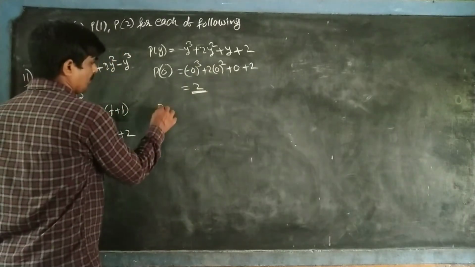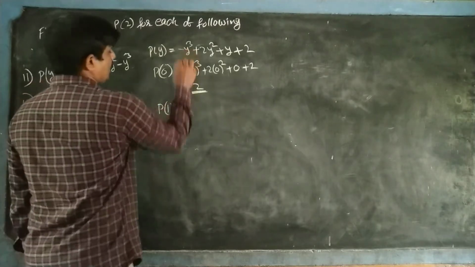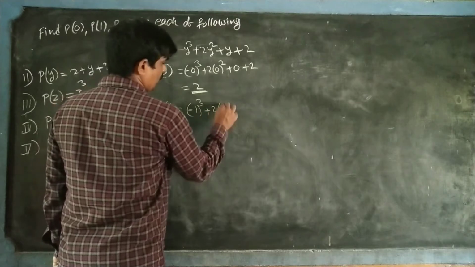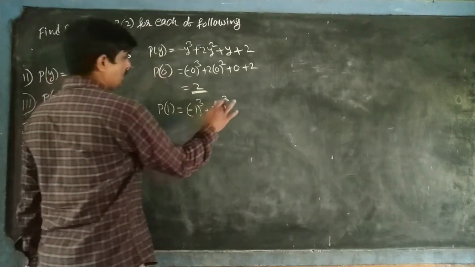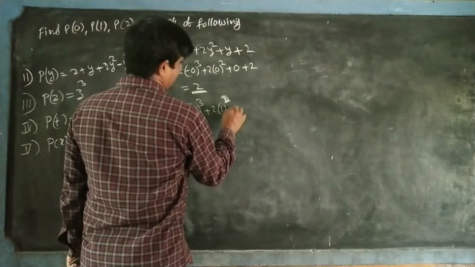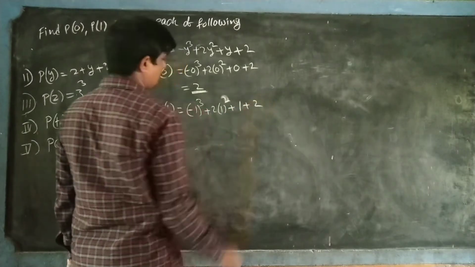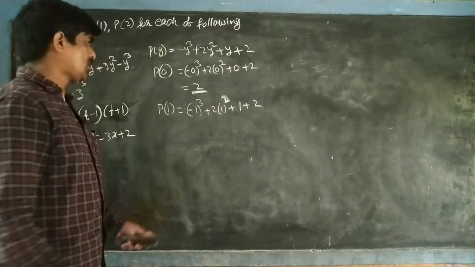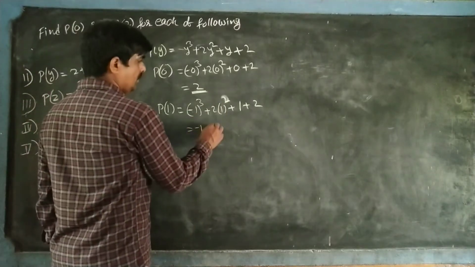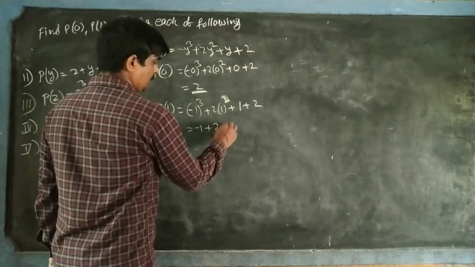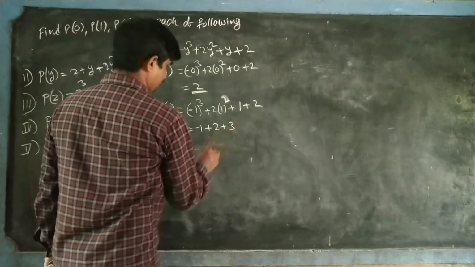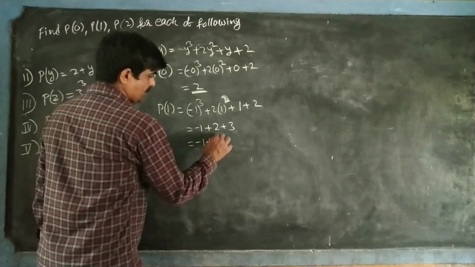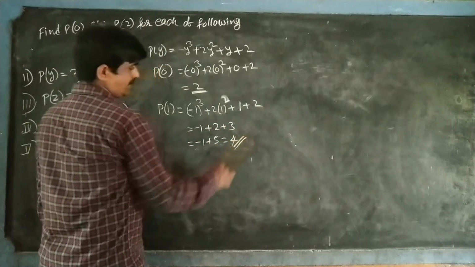Next, p of 1. So instead of y, minus 1 power 3 plus 2 into 1 power 2 plus 1 plus 2. Minus 1 power 3 is automatically minus 1. 2 into 1 is 2, plus 2 plus 1 is 5. So minus 1 plus 5, that is equal to 4. That is the answer.